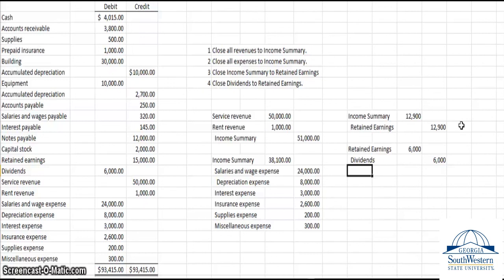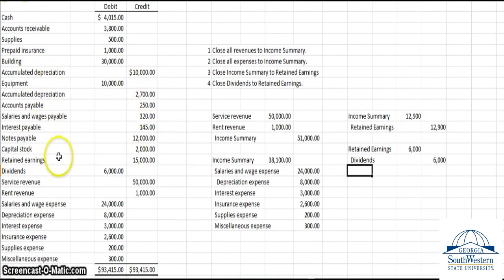Keep on going down. What accounts should never be listed on a post-closing trial balance? Well, what did you just close? You closed all the revenues, all the expenses, and dividends. You're not going to see any of those because now they're in what account? Retained earnings. So you're going to see all of this detail, just like you do now.